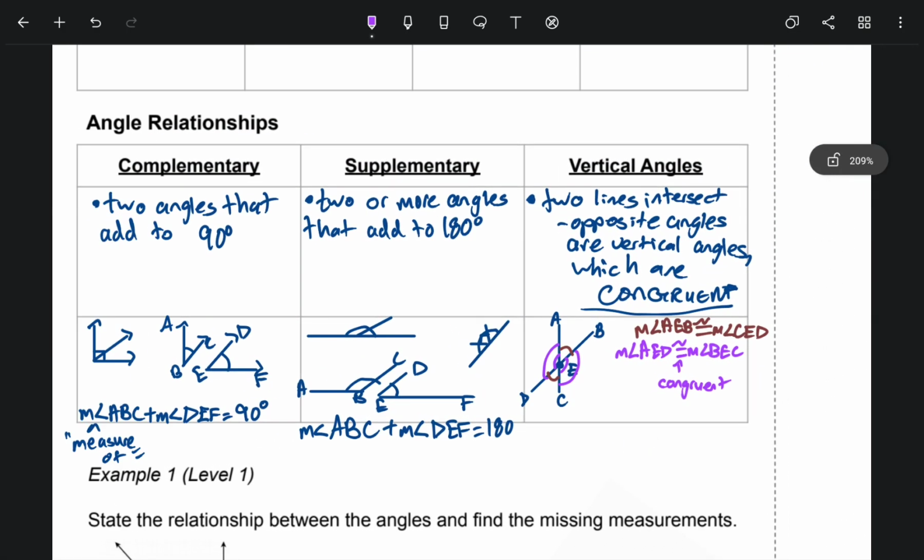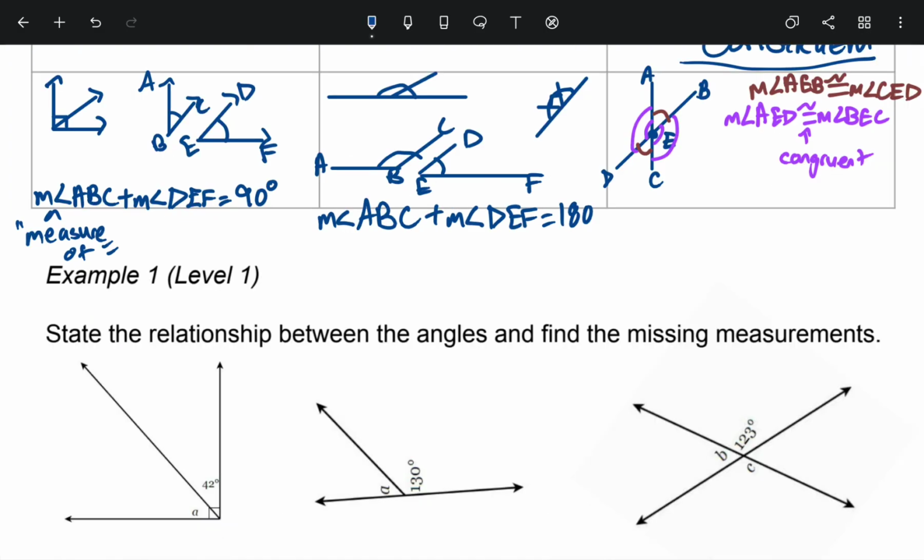Okay. So these are our three angle relationships. Pause the video if you need to. Now let's go ahead and look at example 1, level 1. All right, so example 1 wants us to state the relationship between the angles below and find the missing measurements.